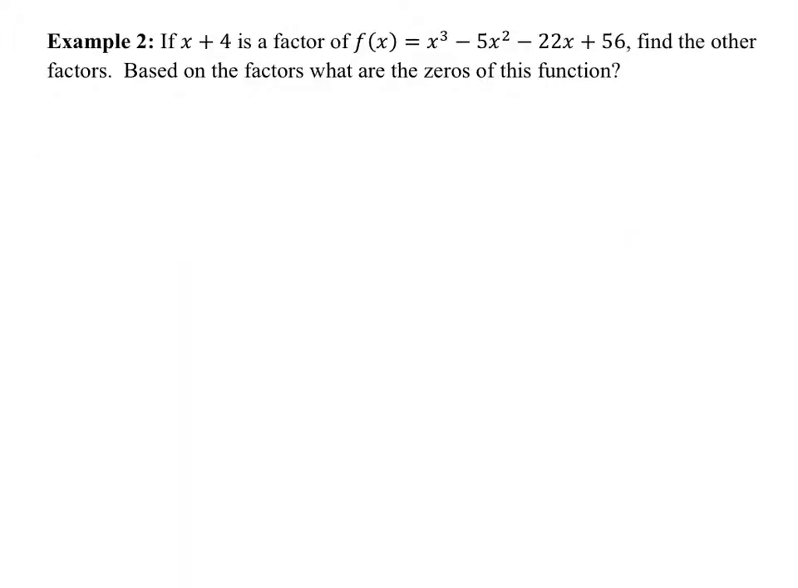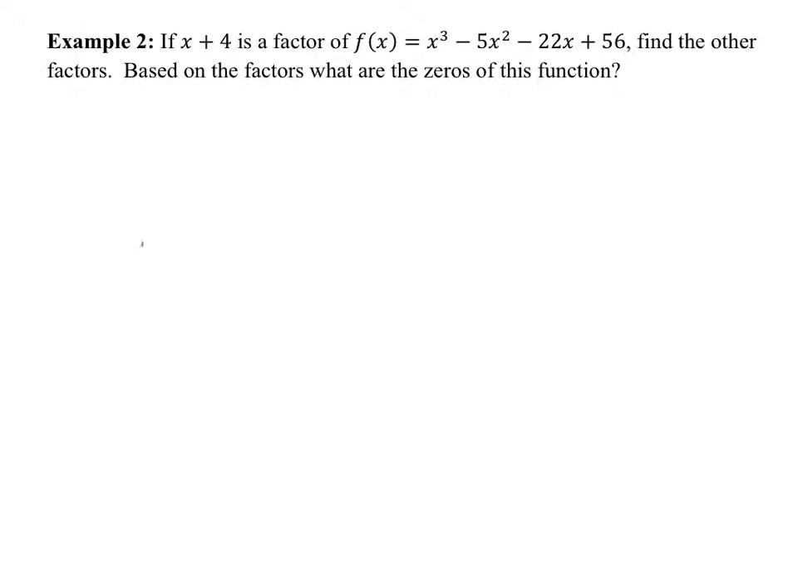Let's look at an example of this. If x plus 4 is a factor, you're told right away it's a factor. So what's your remainder going to be? 0. Your remainder's got to be 0 in this problem. So if you're told that x plus 4 is a factor, find the other factors. And then it says, based on the other factors, what are the zeros of the function? So let's go through this process here.